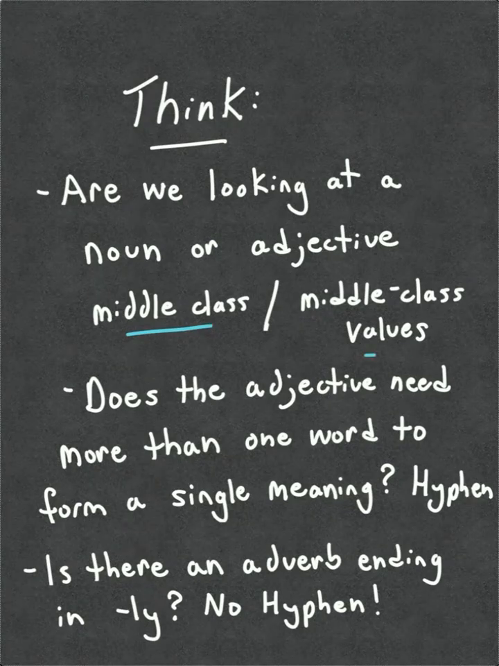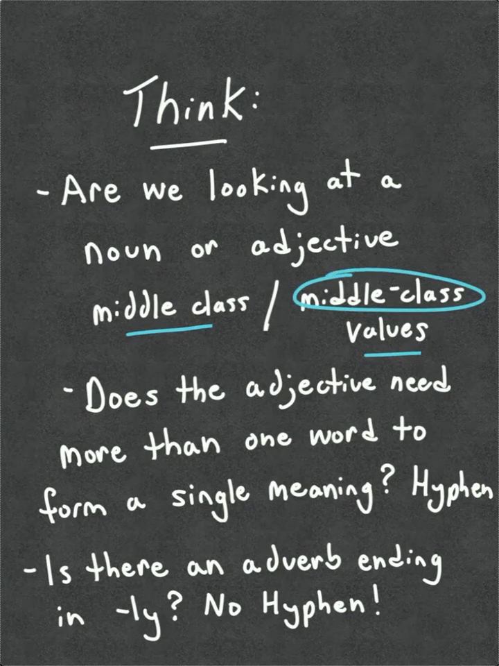Middle-class values. So if we're saying middle class to describe values, we're going to hyphenate that, because those multiple words are needed to be joined together to form a single meaning. So we need to get the hyphen in there. Adverb in there, do you see something ending in ly? Then that's never going to be hyphenated.